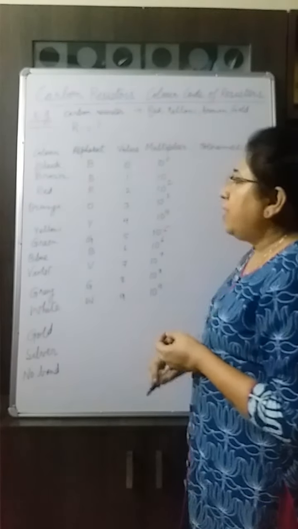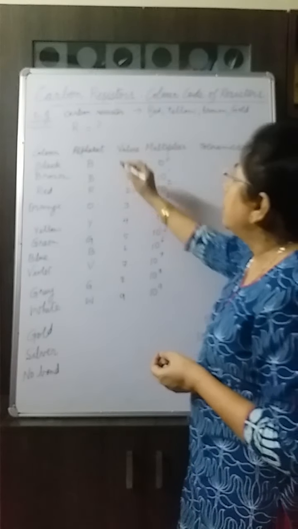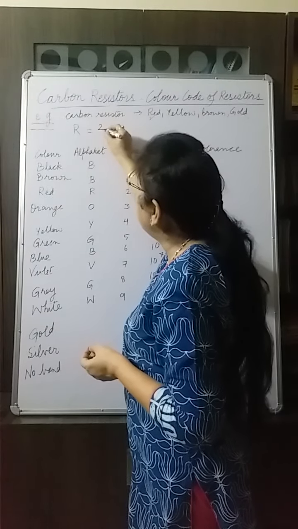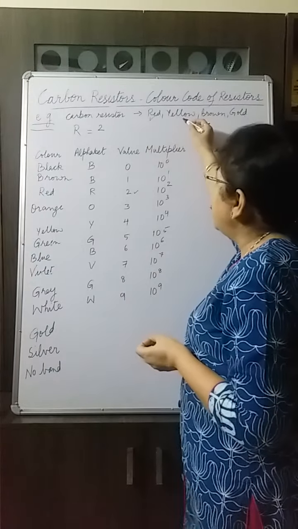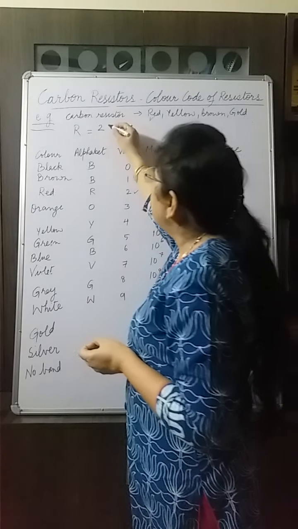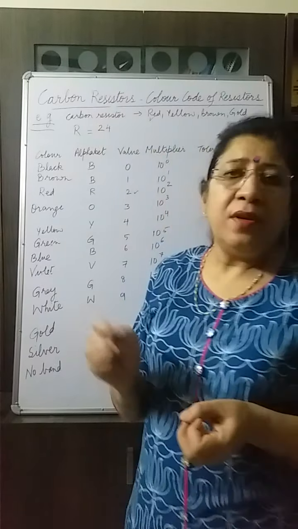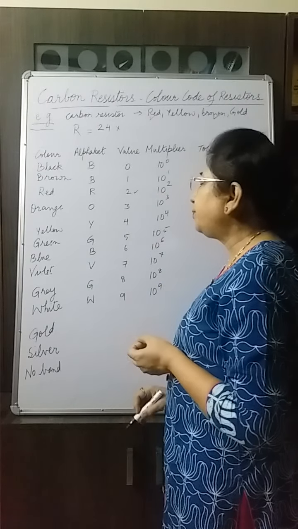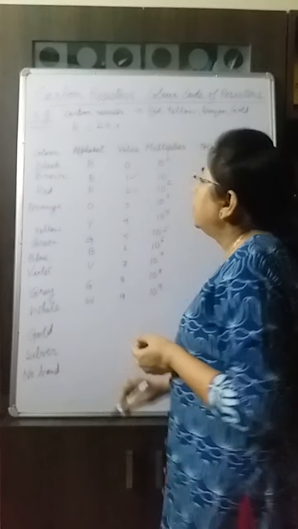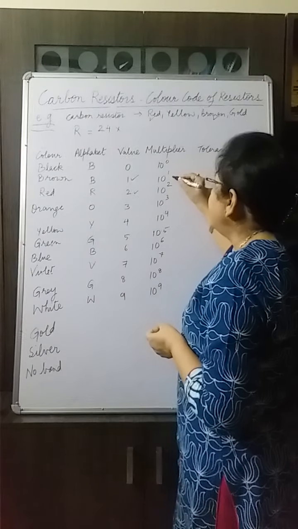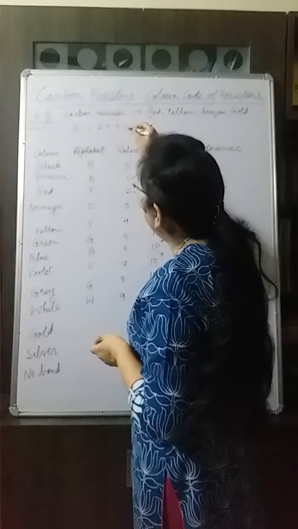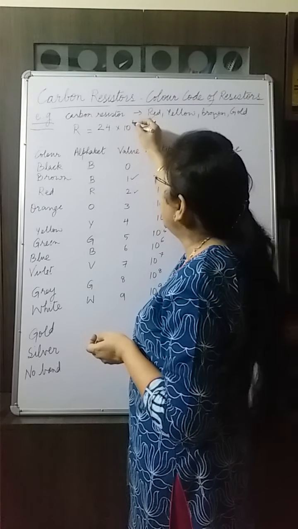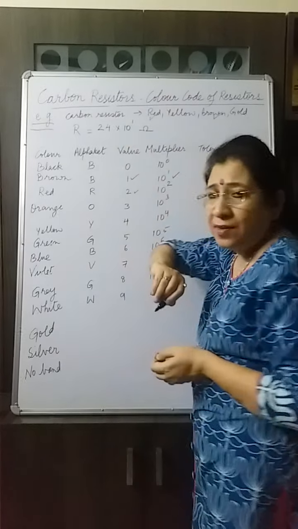What value does red have? Red has value 2, so the first significant figure in the value of resistance is 2. The second is yellow. Yellow has 4, so the second significant figure denoted by the second band is 4. So it becomes 24, multiplied by the third color, which is brown. Brown has value 1, so the multiplier is 10 raised to power 1. This is the value of the resistance.